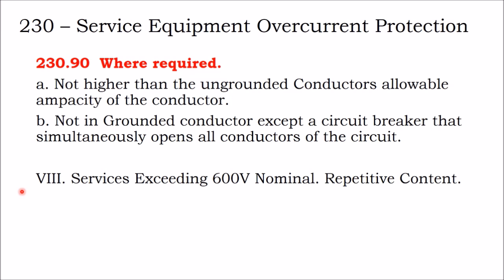Not in the grounded conductor. So you don't put overcurrent protection, you don't put a fuse in the neutral wire, except a circuit breaker that simultaneously opens all conductors of the circuit. You might have a separately derived system that produces its own neutral, such as a generator, at which point you don't want to reference the neutral from the power line anymore. And so your transfer switch may just open and have to be physically reset because the generator is providing its own neutral. You don't have a neutral that's bonded in to the entire system.